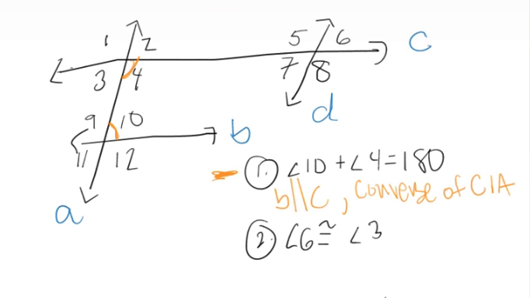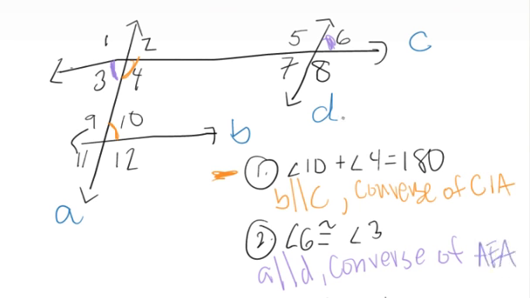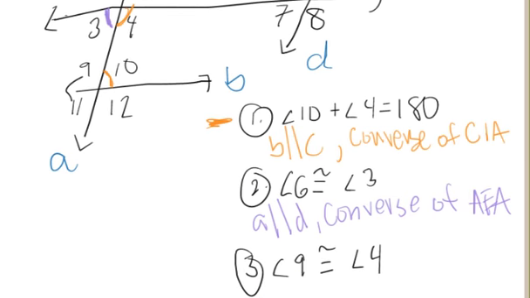Okay, number 2, 6 and 3 are congruent, so I'm going to switch up my colors here. Alright, so let's go with purple. 6 right here and 3. Okay, 6 and 3 look like alternate exterior angles. They're on the transversal C, but they're on A and D, my 2 parallel lines then. A and D. And the reason is the converse, and what kind of angles are these? Alternate exterior angles.